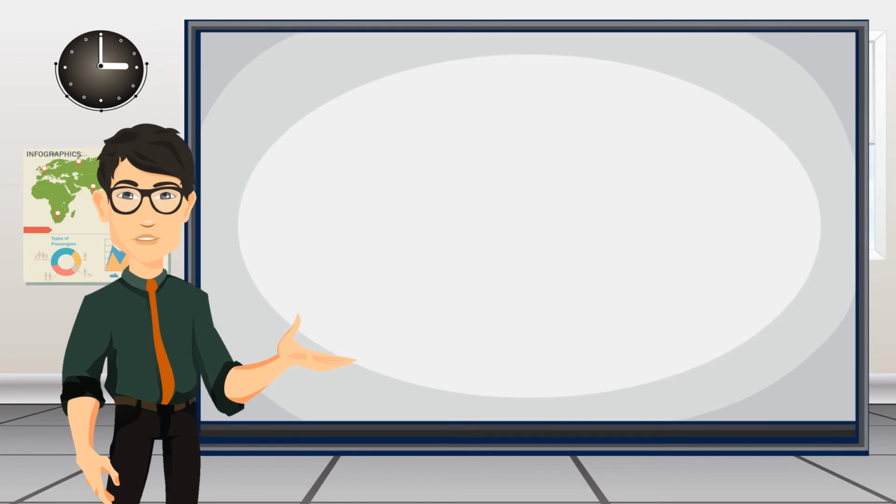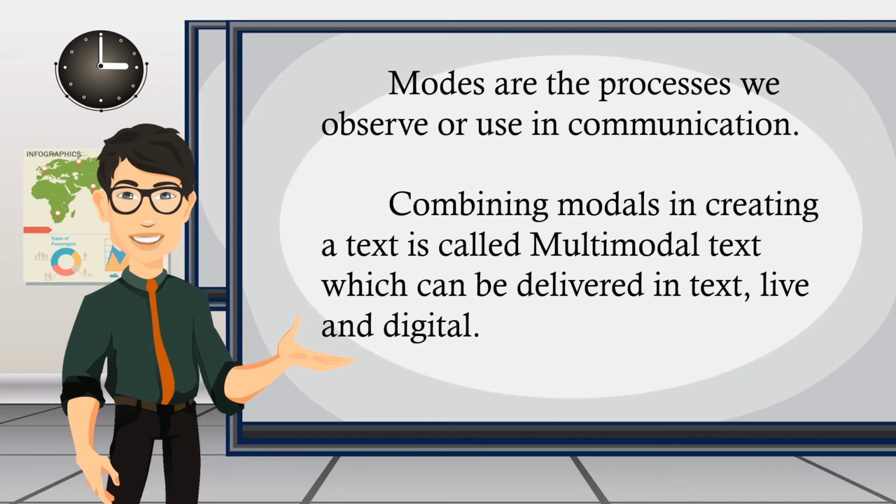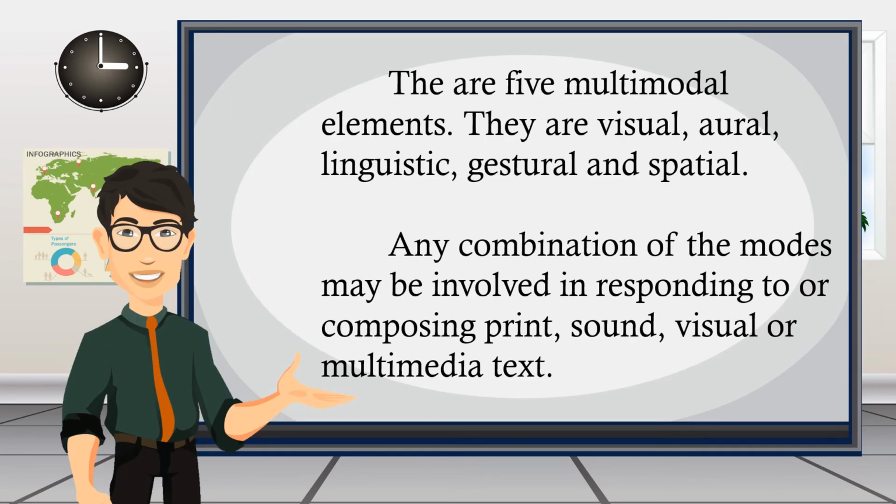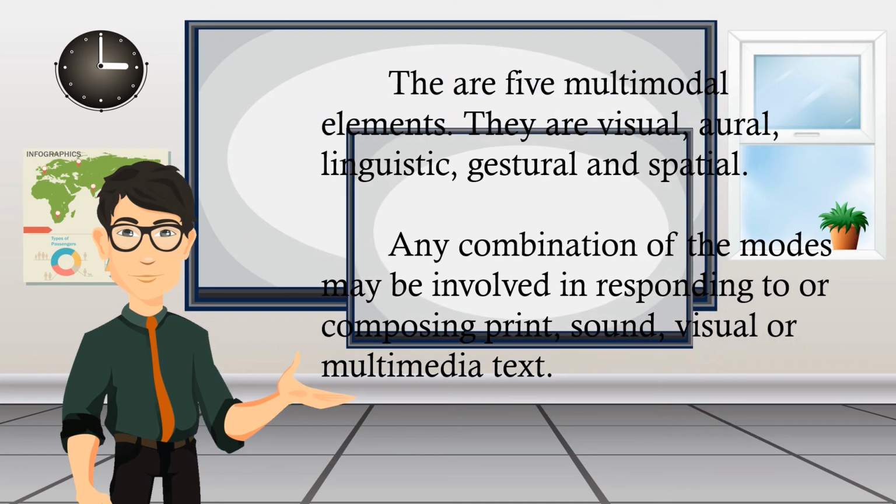Alright, so let's have a recap of what we have taken for today. Modes are the processes we observe or use in communication. Combining modes in creating a text is called multimodal text, which can be delivered in print, live, and digital. There are 5 multimodal elements. They are visual, aural, linguistic, gestural, and spatial. Any combination of the modes may be involved in responding to or composing print, sound, visual, or multimedia text.